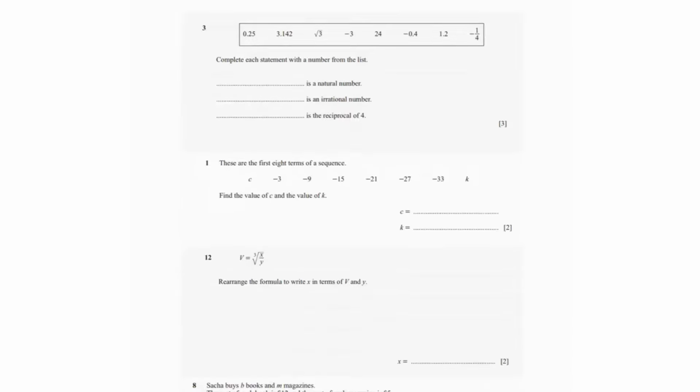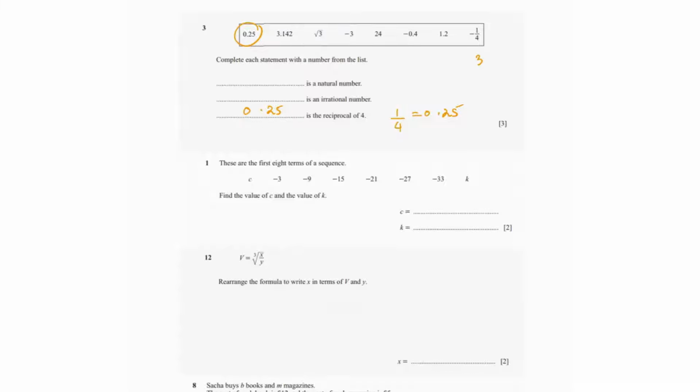Then we already talked about natural numbers, irrational numbers, and reciprocals. Natural numbers are numbers starting from 1. Irrational numbers are numbers that cannot be converted into a fraction. Reciprocal of 4 is, you flip 4, that is 1 over 4. So over here, this is your 0.25, that's the reciprocal of 4. The reason why I'm not choosing negative 1 over 4 is because in reciprocal, we don't change the sign. We just flip it. 1 over 4 is the same as 0.25.